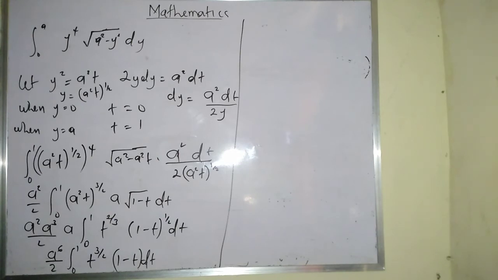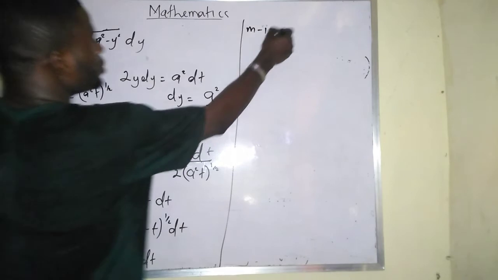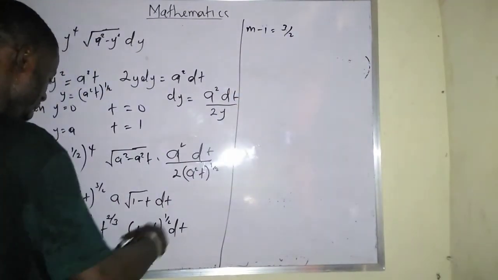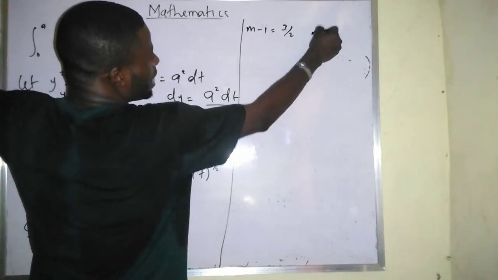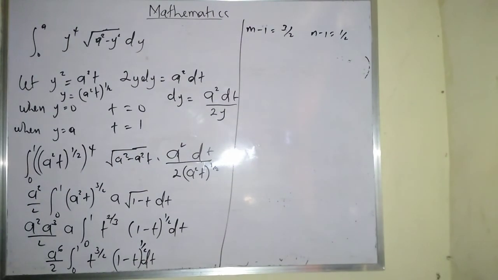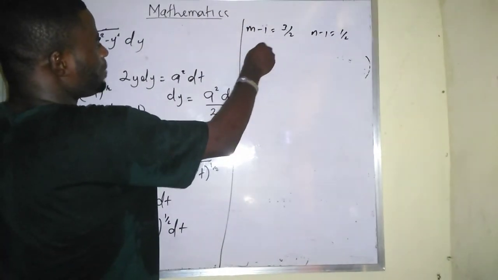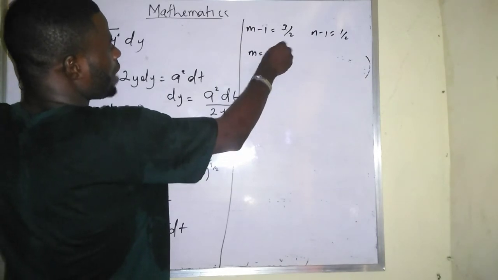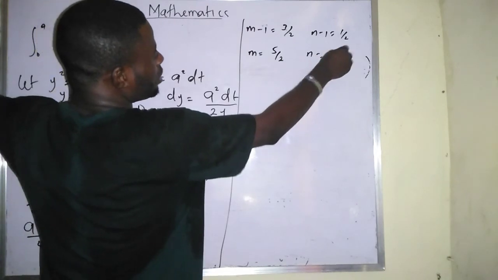It means I can compare the coefficient that my m minus 1 equals to 3 all over 2. My n minus 1 equals to 1 all over 2, which I have 2, I have 6. It will now be plus 1, which is 2, 5. M equals to 5 all over 2, and my n equals to 3 all over 2.